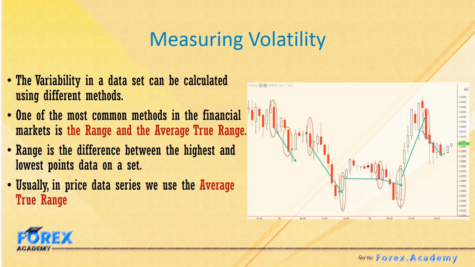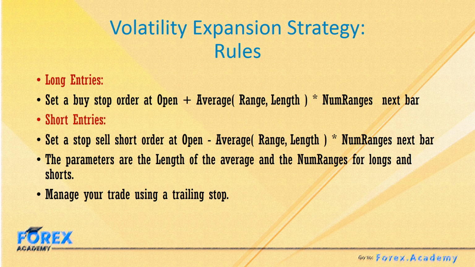Range is the easiest way to measure variability. The range is the difference between the highest and lowest points of a dataset. On financial data, usually a variant of the range is calculated. For this strategy, we are going to use the range as a measure of volatility. Concretely, we are going to use the average true range indicator over a very short period of time to spot sudden changes in volatility.